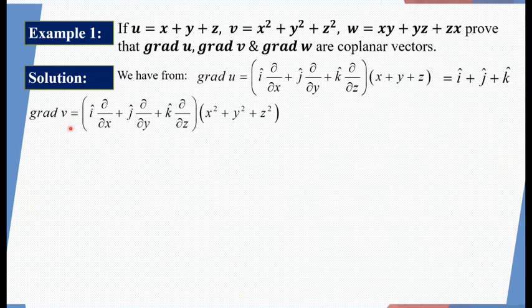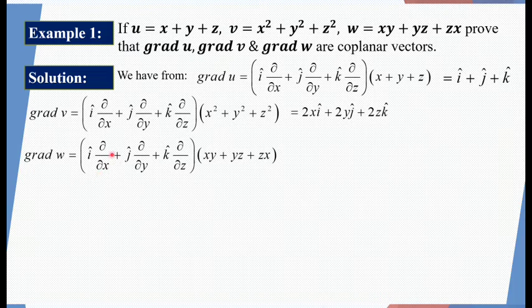Similarly, grad v is equal to, when we differentiate x square plus y square plus z square partially with respect to x, then only 2x remains. With respect to y, only 2y remains. And with respect to z, only 2z remains. So it is 2x i plus 2y j plus 2z k. And grad w is equal to del of xy plus yz plus zx. On differentiating partially with respect to x, y and z, it will be (y plus z) i plus (z plus x) j plus (x plus y) k.